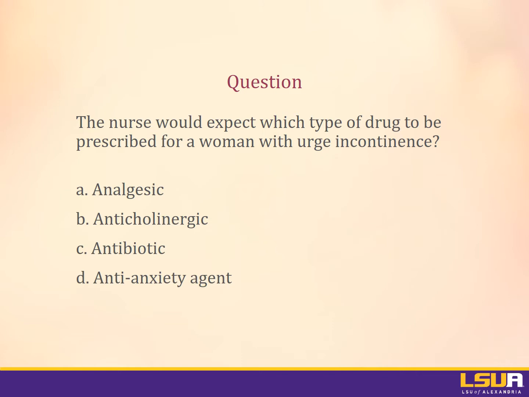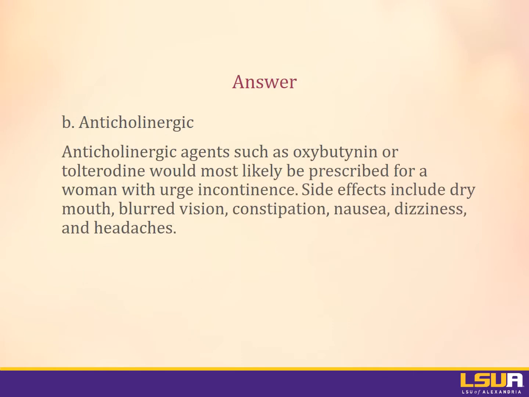So, what type of drug would we expect for a woman to be given with urge incontinence? Anticholinergic, like oxybutynin or tolterodine. I always have trouble saying that. That's what's mostly prescribed for urge. Because it is an anticholinergic, they'll have dry mouth, blurred vision, constipation, nausea, dizziness, headaches. The same types of side effects that you would have from any other anticholinergic that you use to dry somebody up, or dry up their sinuses.